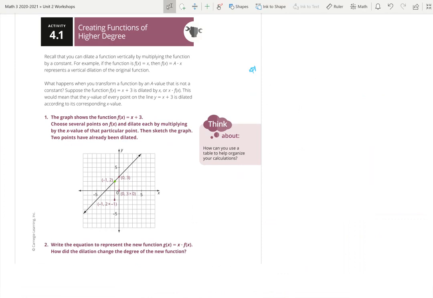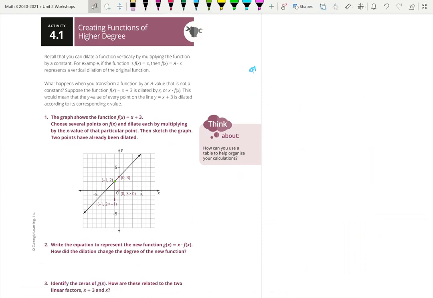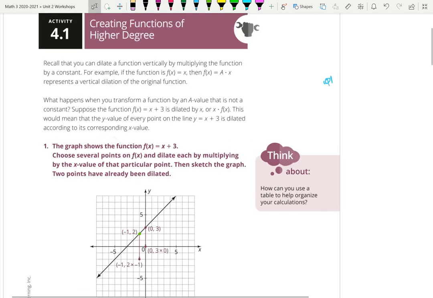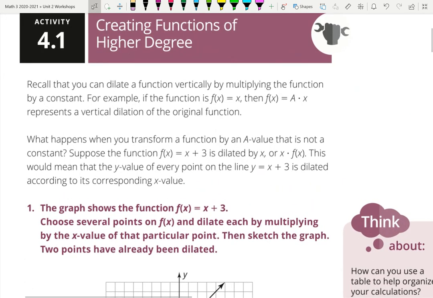We've been dealing with a lot of degree 2. Let's continue to explore what that kind of means. So this first paragraph is just kind of summarizing. Recall, you can dilate a function vertically. This is a key part in some of the syntax we're using. Just kind of keep that in mind.